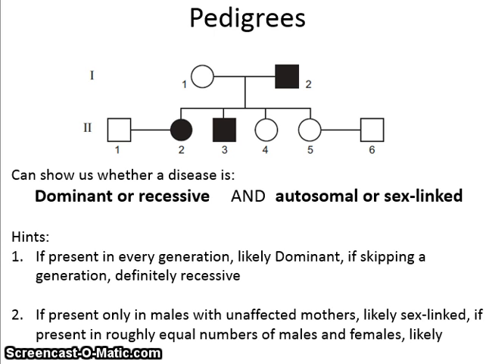Second hint here is in terms of trying to determine whether a disorder is linked to the X chromosome. If affected individuals are roughly equal males and females, then it's probably autosomal. If, for the most part, or if only, males are affected and all of their mothers are unaffected, you can be pretty safe in assuming that it's going to be an X-linked condition.